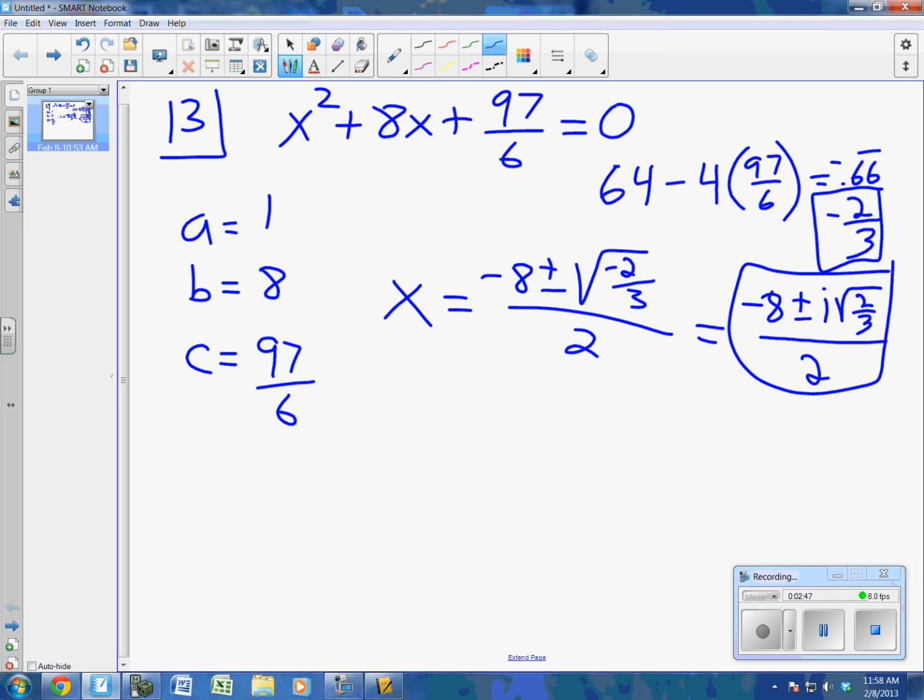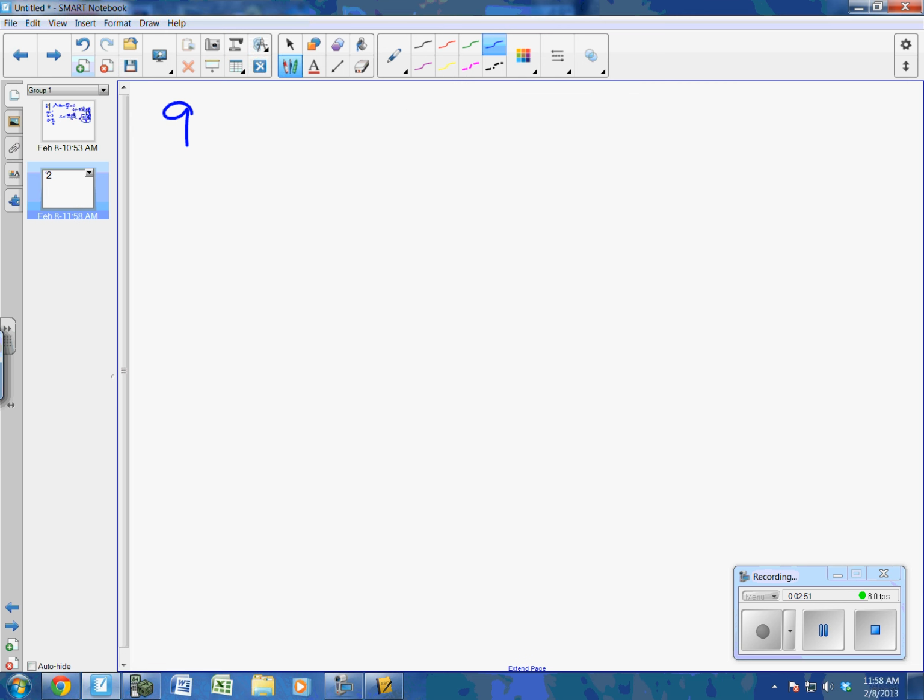Okay, number 9. Okay? Maybe not number 9. What number? Any others you guys would like to check to see if you got right or you couldn't figure out how to do? 23?